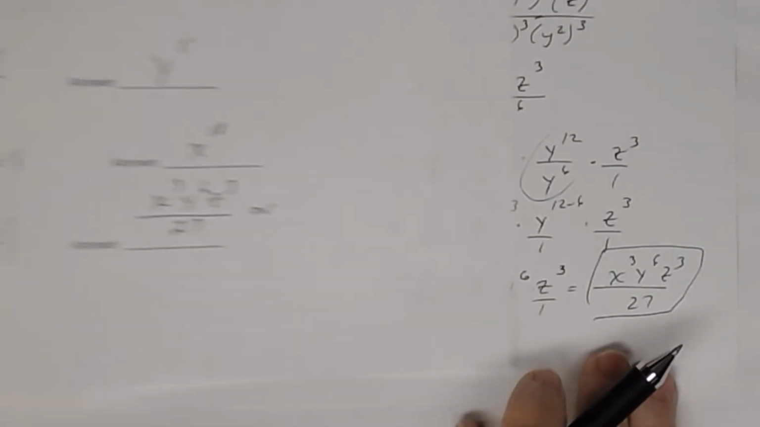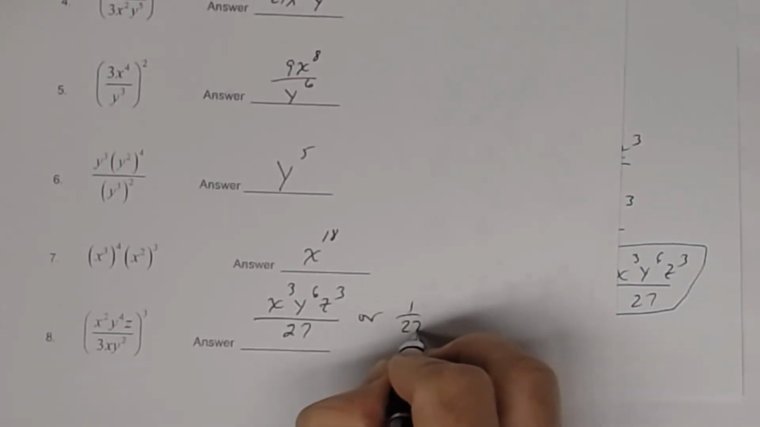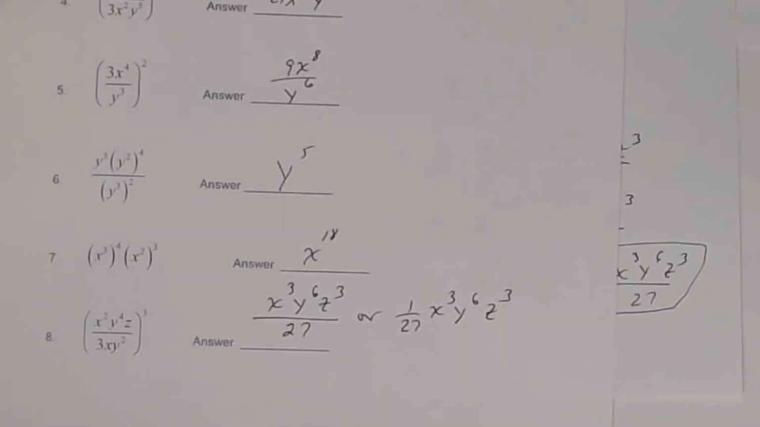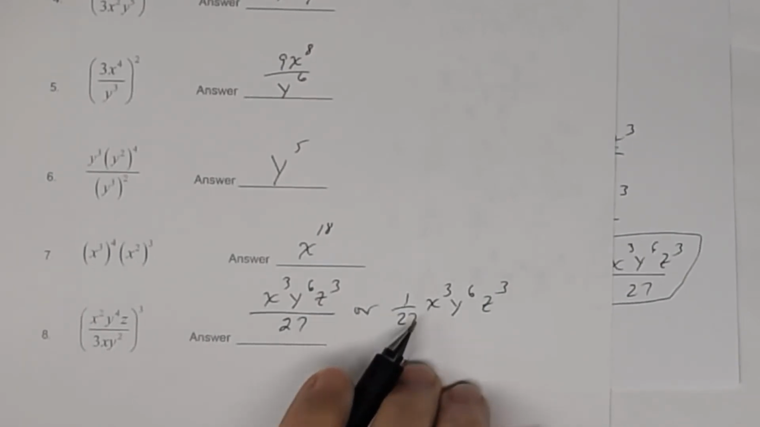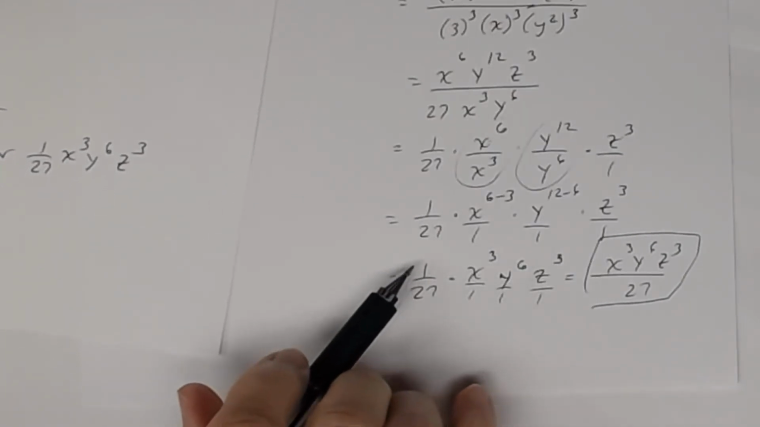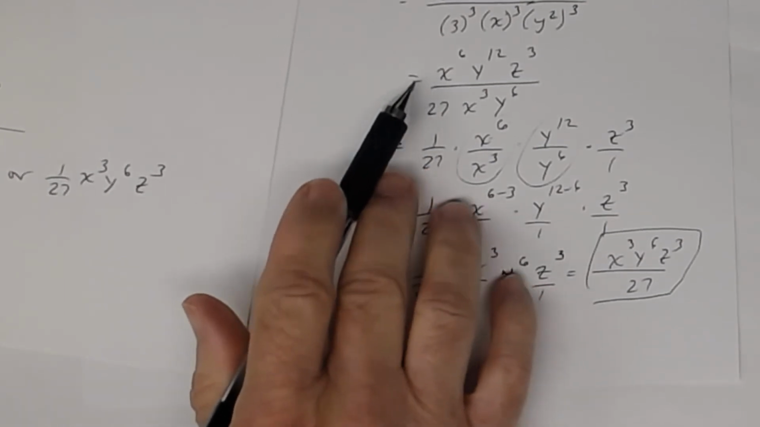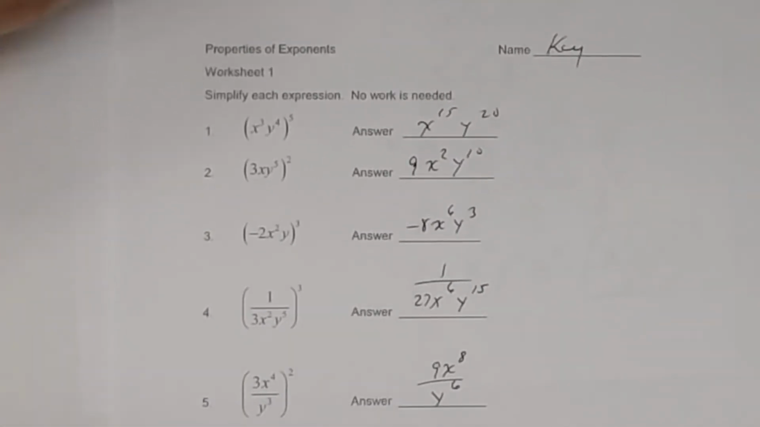Now, some students may write it like this. So you remember where we had that 1 divided by 27 right here? So you could say 1 divided by 27, x cubed, y to the 6, z to the third power. So either one of those is fine. Just make sure you understood where that 1 divided by 27 came from, and that 1 in the numerator came from the fact that this coefficient right here is 1, so 1 divided by 27. All right, so that is the key to this worksheet.